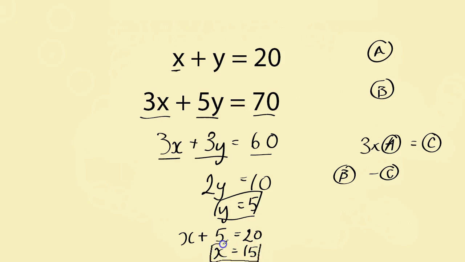And that's my solution. Now, I told you earlier it's good to check your answers, and this is how we're going to do it. We're going to put both of these variables into here. 3 lots of x, 3 lots of 15 would give me 45, plus 5 lots of y, 5 lots of 5 gives me 25.